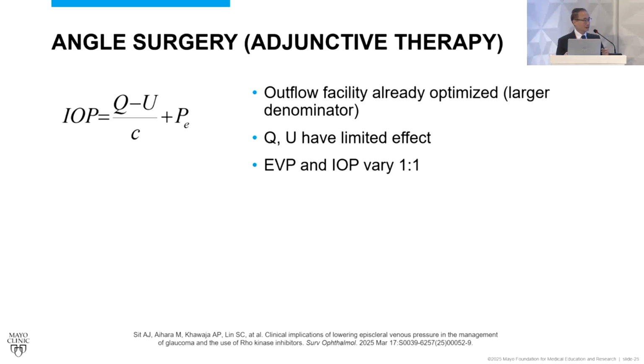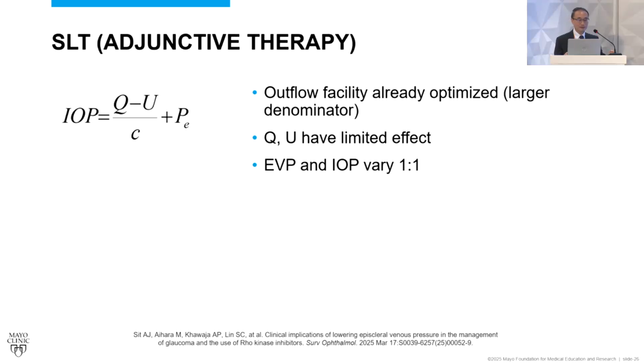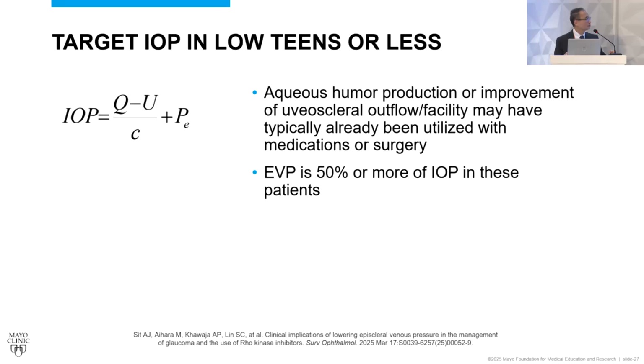Angle surgery is a group where this may be particularly helpful as well. Angle surgery already optimizes outflow facility. That gives you a larger denominator in this equation, and so reduction of Q or U has limited effect. And again, EVP and IOP vary in a 1-to-1 ratio, so this may be particularly effective in these groups as adjunctive therapy. Same with SLT, really the same arguments there.